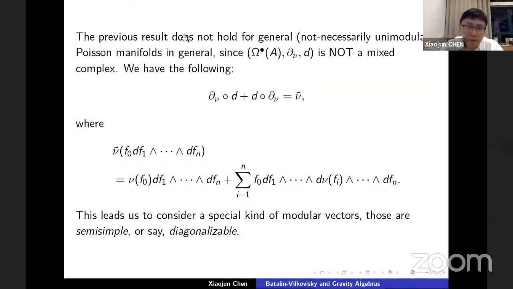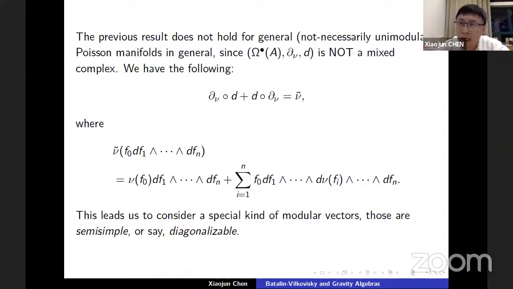The previous result does not hold for general Poisson manifolds, because such a manifold may not necessarily be unimodular. For non-unimodular Poisson manifolds, it is better to consider this twisted complex, where this D nu, this delta nu, is not commutative.